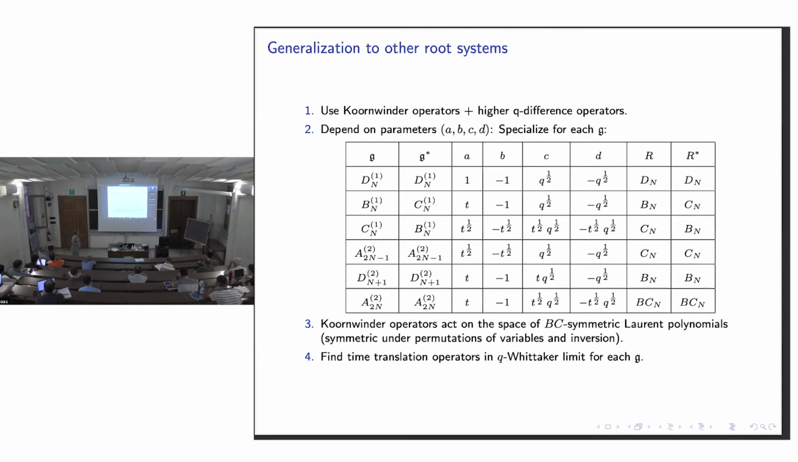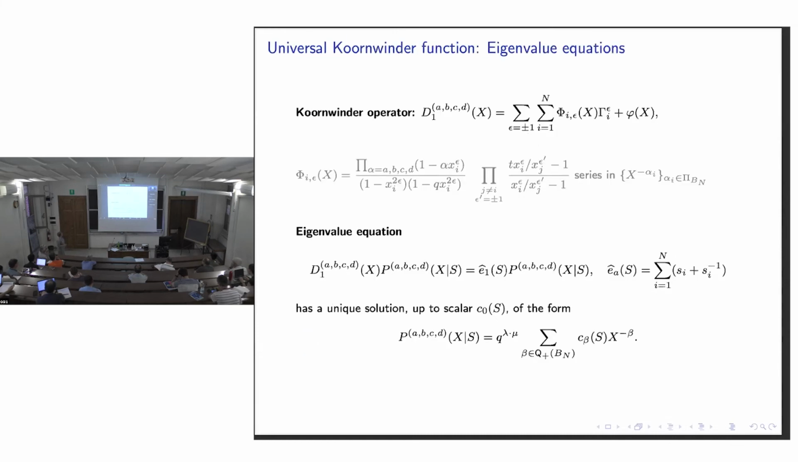Okay, so then we repeat the same program given this data and find the time translation operators from the quantum Q system in the q-Whittaker limit for each affine root system. And okay, I just flashed what the first Koornwinder operator looks like. The only thing I wanted you to get here is that the eigenvalues of the Koornwinder operators are elementary symmetric functions. So this E1 is just the sum of S and S inverse, same S.